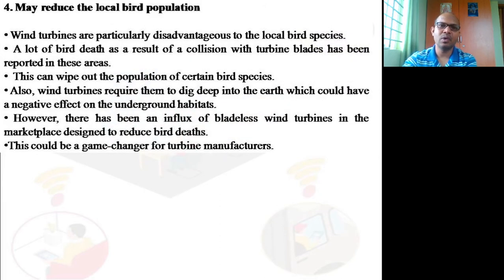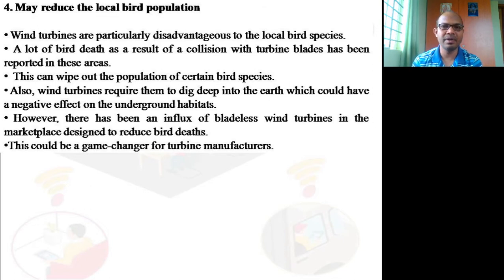This may reduce the local bird population. That is what I just meant to say. Birds are very intelligent in sensing changes in the environment. God has given them such good sensors. Before any human beings or any devices can find changes in the environment, these birds will sense it. So whenever we have such huge wind machines over the mountains, it affects the birds' life and population also. Wind turbines are particularly disadvantageous to local bird species. This is the reason why environmentalists oppose these wind turbines being placed.